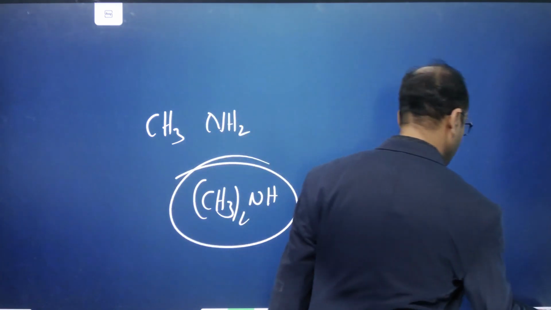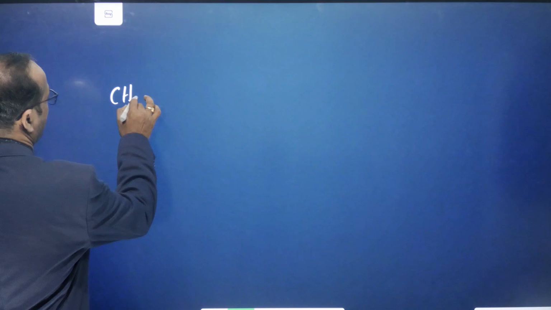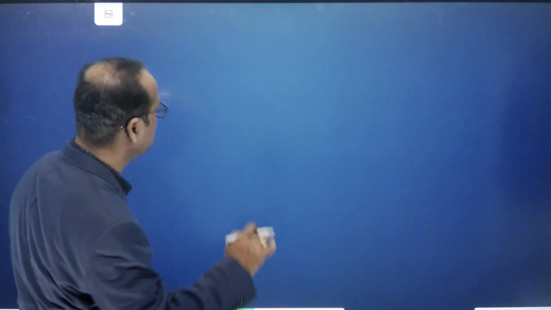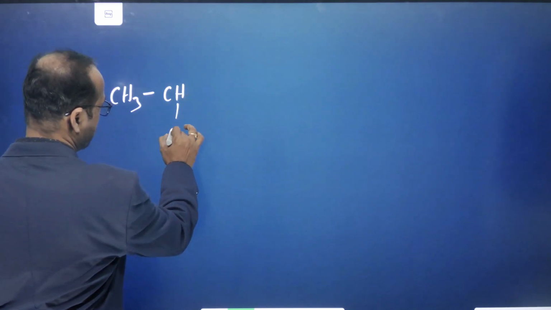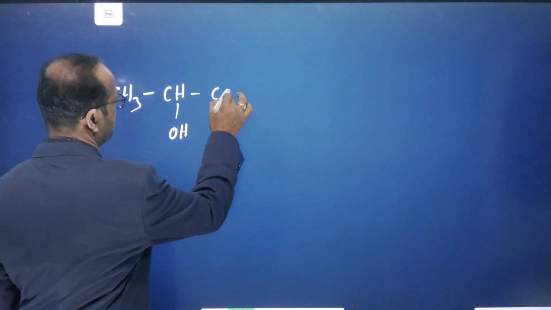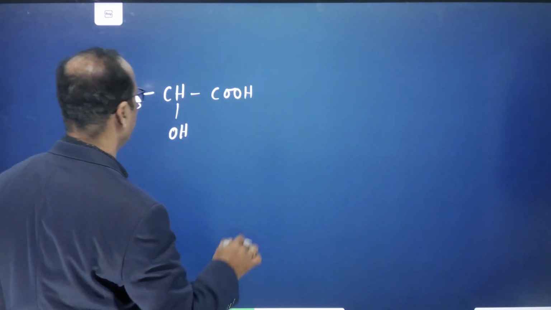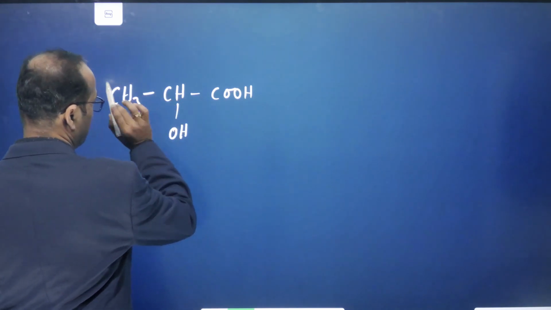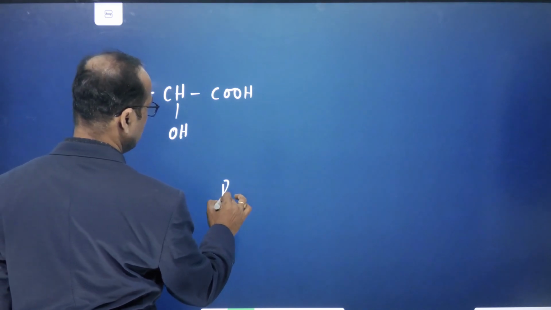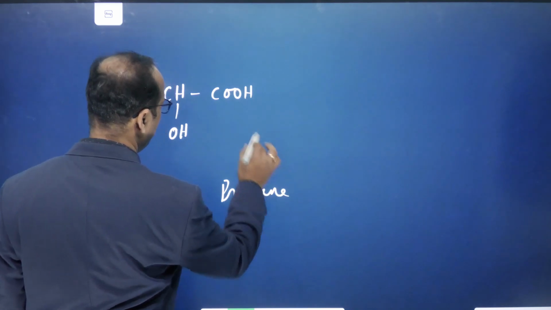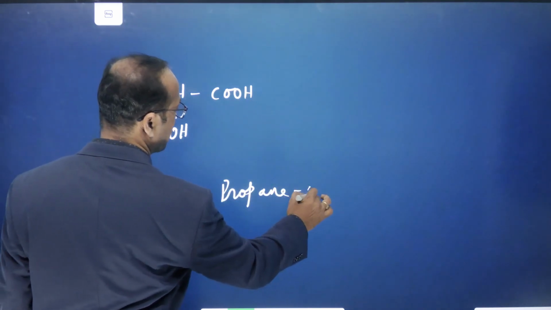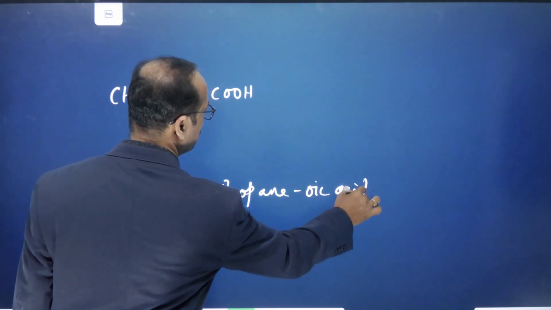Next, the IUPAC name of CH3, CHOH. CHOH is given in the bracket, but I'll write OH like this to understand easily, and COOH. Right. So here we start from here. 1, 2, 3. 3 means what? Prop. Right? It's a prop. And single bonds are there, so ane. Okay. And this is carboxylic acid, oic acid, because COOH is carboxylic acid.